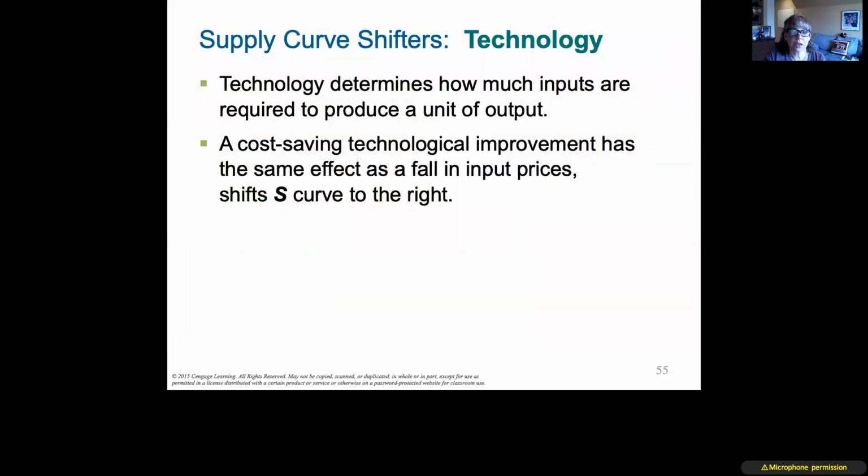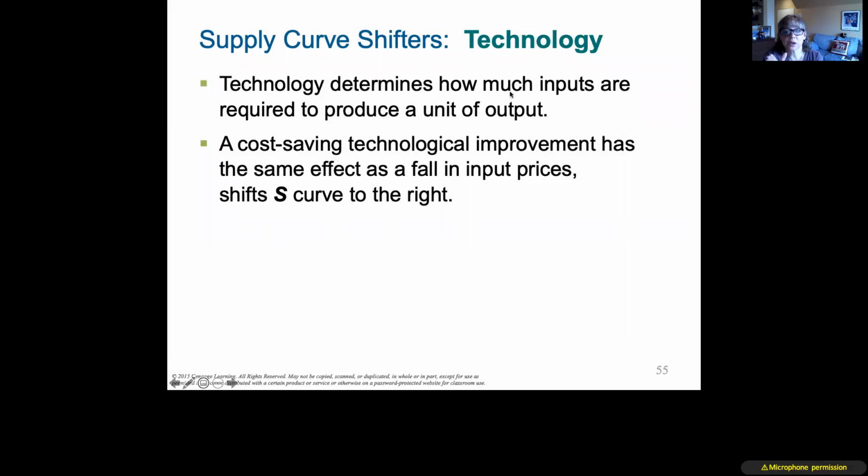Technology determines how much inputs are required to produce an output. Because if you think about it, technology is helping you do what? It's helping you use your inputs more efficiently. So any kind of cost savings technology will improve your production. So it will cause the prices to what? Fall. So what happens? And it shifts the demand curve outward.